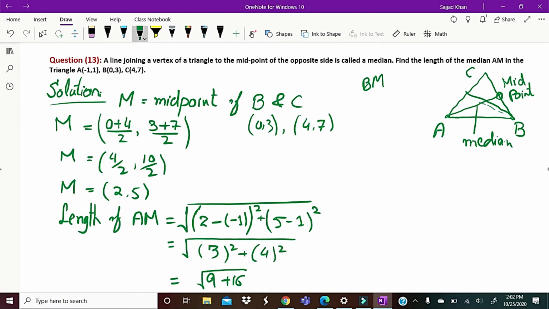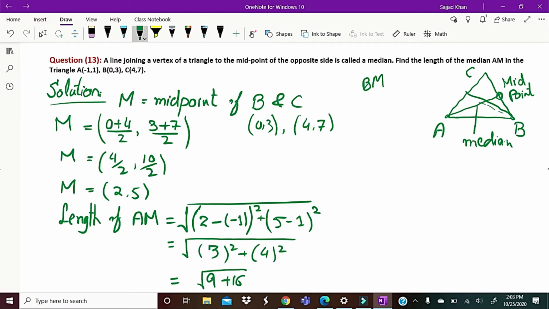So M is the midpoint of B and C. The midpoint is adding the x coordinates divided by 2 and the y coordinates divided by 2. So we have B is (0, 3), C is (4, 7), x1 is 0, x2 is 4: 0 plus 4 divided by 2, y1 is 3 plus y2 is 7 divided by 2. 4 over 2 and 10 over 2, and that gives us 2 and 5. So M is (2, 5).